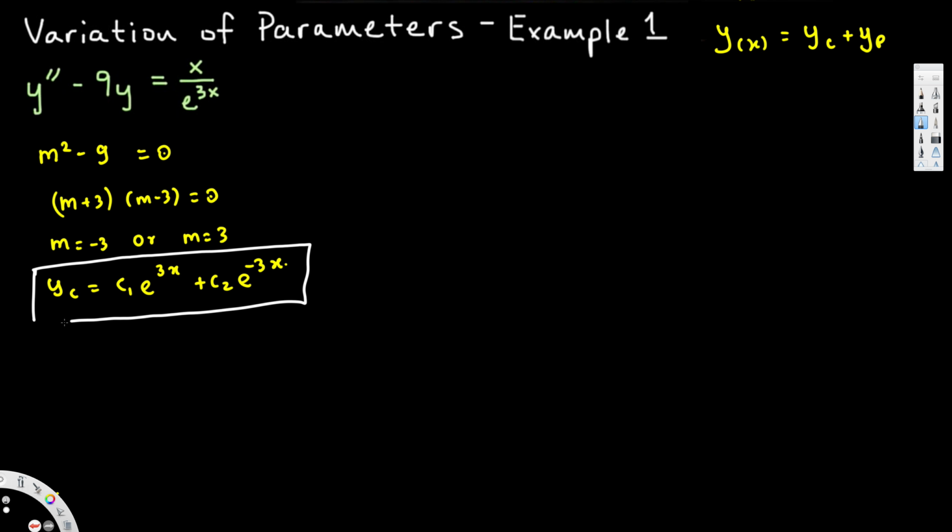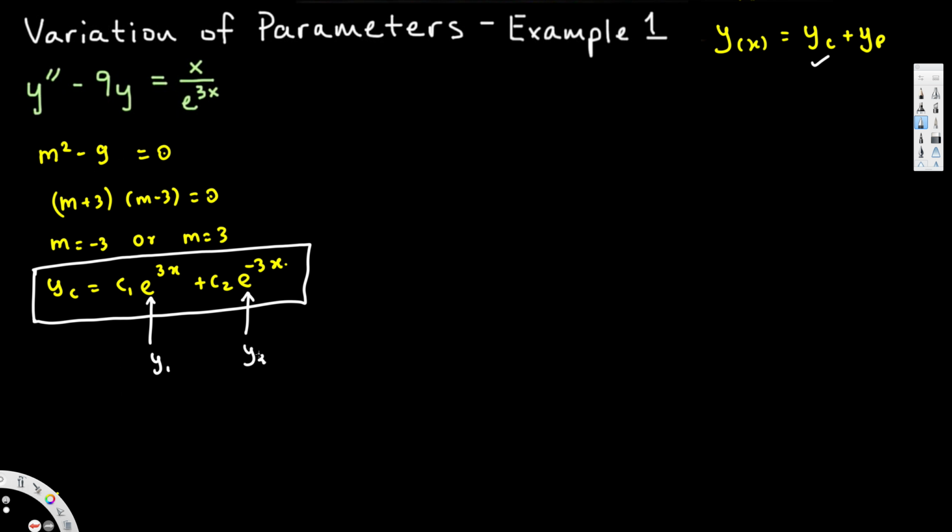Okay, now we have to find out what our yp is. To find that one out, first we do the Wronskian. Let's note that one down before I go ahead. From this one, this is our y1. Okay, this is our y2.